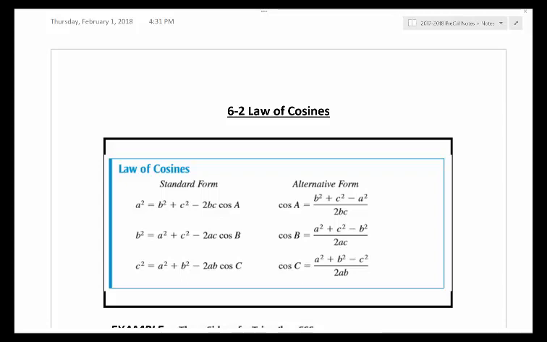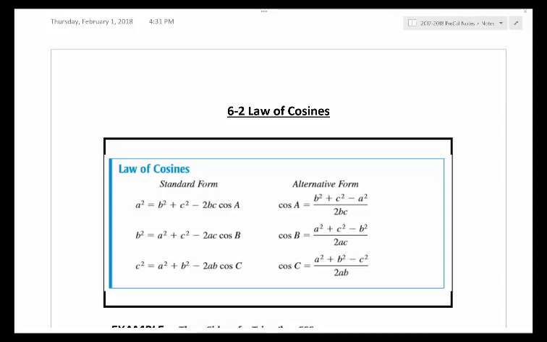On the left, in the standard form, you have it if you're solving for a side. On the first one, you're solving for side A, next one side B, next one side C. Keep in mind that all this is based upon the ABC triangle that we talked about in the first lesson. You must have those in their proper order, otherwise it screws up everything.